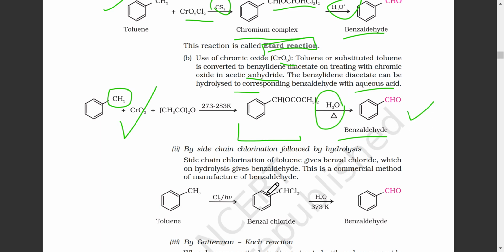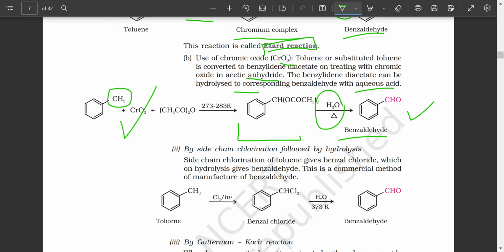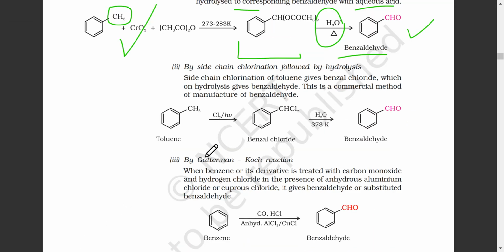Fine. Then you have the next process, that is side chain chlorination followed by hydrolysis. साइड चेन क्लोरिनेशन में क्या, जो हमारा साइड चेन है वो हमारा ऊपर मिथाइल ग्रुप है, उसके साथ हमने क्लोरिनेशन करनी है. तो CH3 will convert into CHCl2 in presence of Cl2, heat. We know already how chlorination happens. Fine. और इससे हमें मिलेगा बेंजल क्लोराइड. इसको बाद में हाइड्रोलाइज करेंगे और हमें बेंजल्डिहाइड मिलेगा.